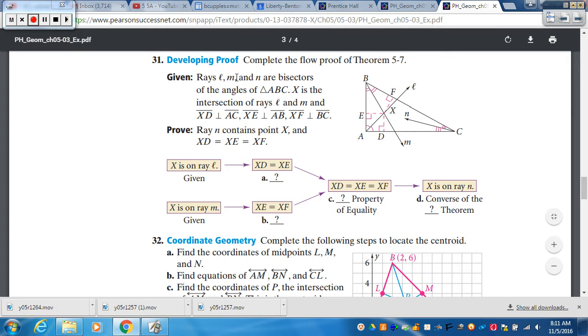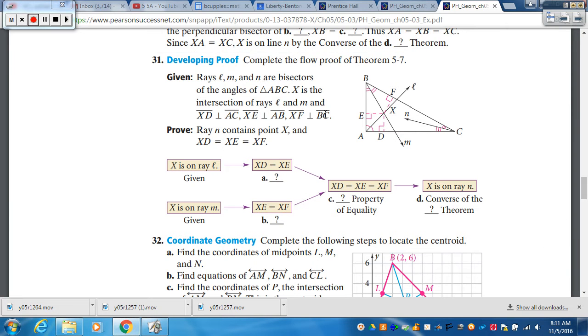If we look here, rays L, M, and N are bisectors of the angles of ABC. X is the intersection of rays L, M, and N, and then we have some perpendicular lines here. Remember we talked about how the shortest distance from a point to a line is a perpendicular line, so that's why they're putting those there. Ray N contains point X, and XD equals XE, which equals XF.